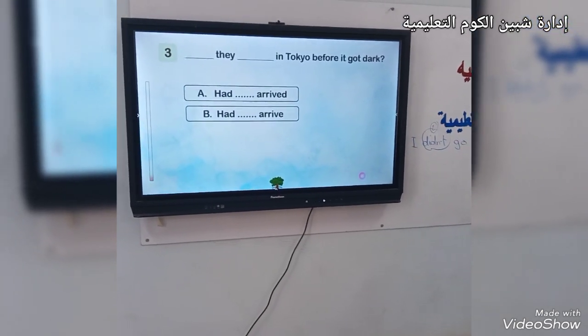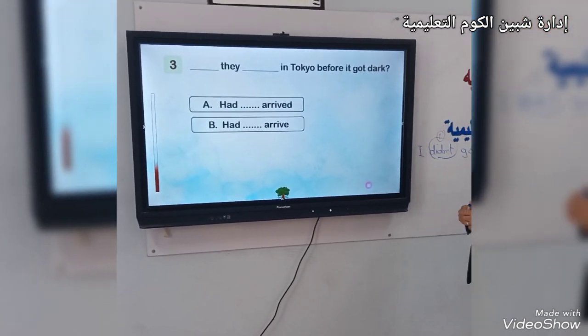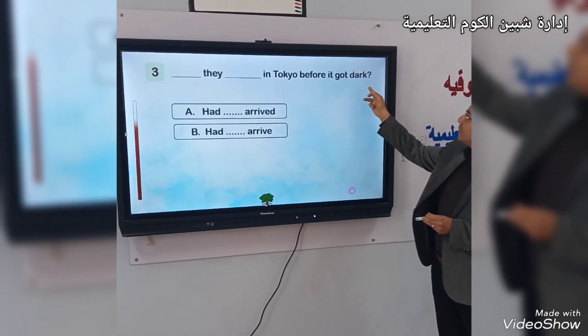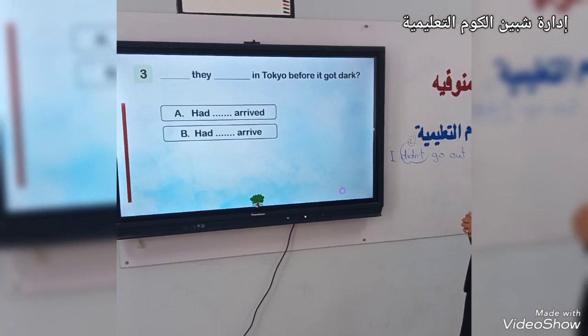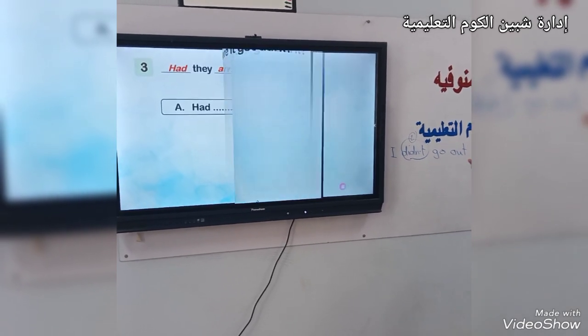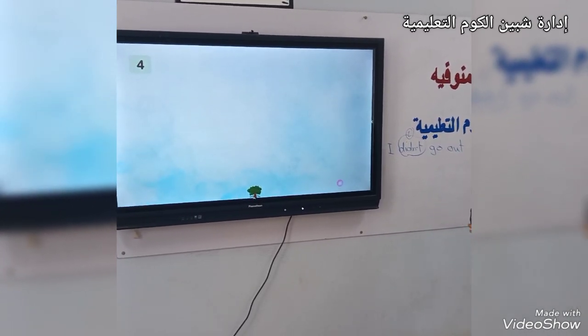This is a form of question here because we have a question mark. They told you before it would not. We have before followed by past and preceded by had arrived. So the answer will be had, and the second space will be arrived.